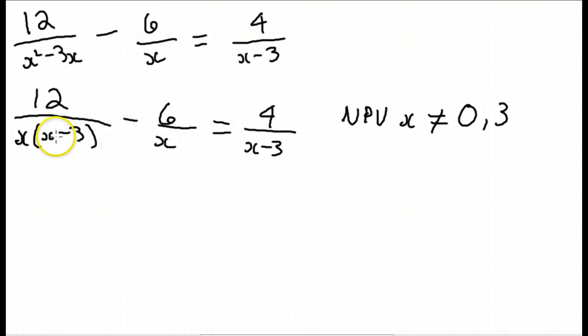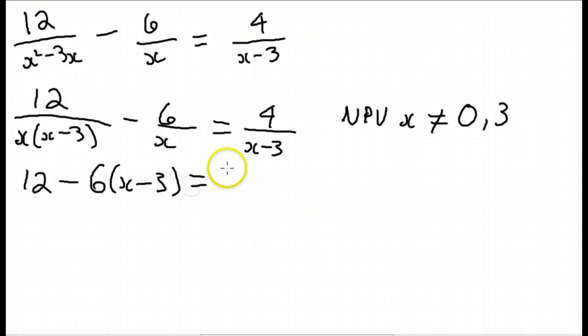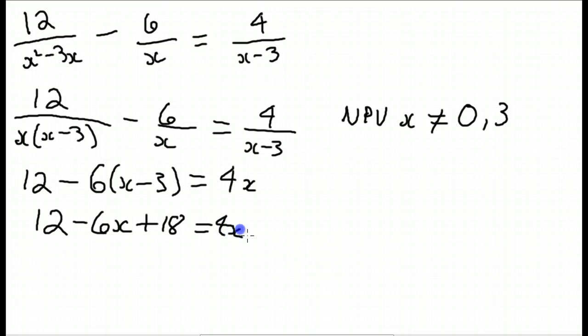So the lowest common denominator is x times x minus 3, and I'm going to multiply every term by that. Well, the 12 already has the x and the x minus 3, so it stays alone. The 6 has an x on the bottom, so it will be multiplied by x minus 3, and the 4 has an x minus 3, so it gets multiplied by x. Okay, simplifying: 12 minus 6x plus 18 is 4x.